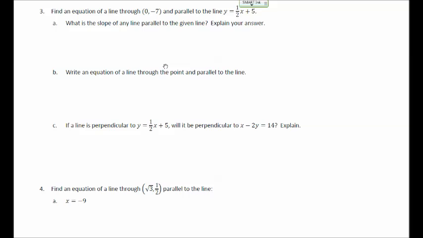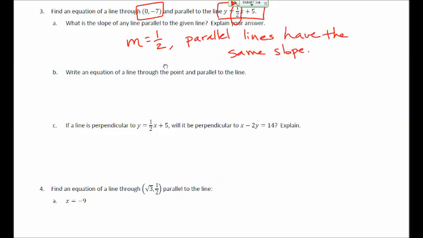Number 3 is a similar problem. Write an equation of the line through the point 0, negative 7, parallel to the line y is equal to 1/2 x plus 5. A, what is the slope of any line parallel to the given line? Well, it's equal to 1/2. That's the slope of this line, the number in front of x. And the reason is parallel lines have the same slope, as we proved earlier in this video.